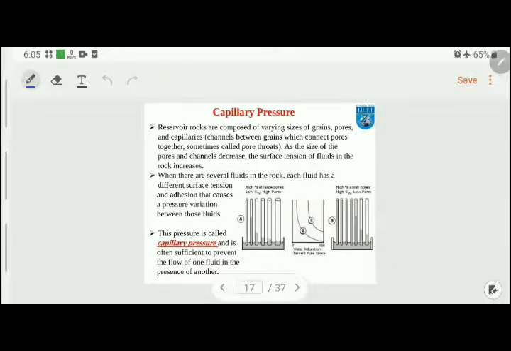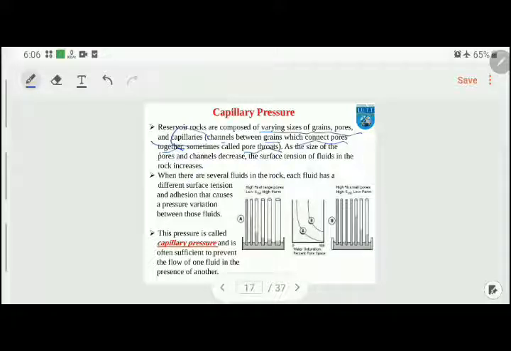Capillary pressure. They called it one property of the reservoir, which is the fourth property of the reservoir rocks. So the reservoir rocks are composed of varying sizes of grains and pores and capillaries also. These capillaries, that means the channels between the grains which connect the pores together, are sometimes called the pore throats.